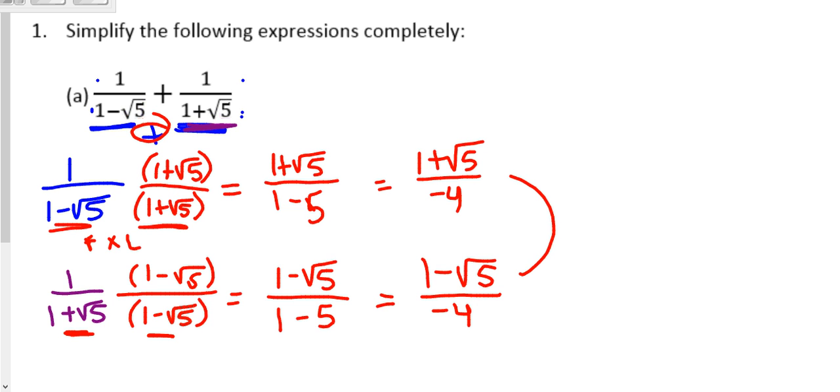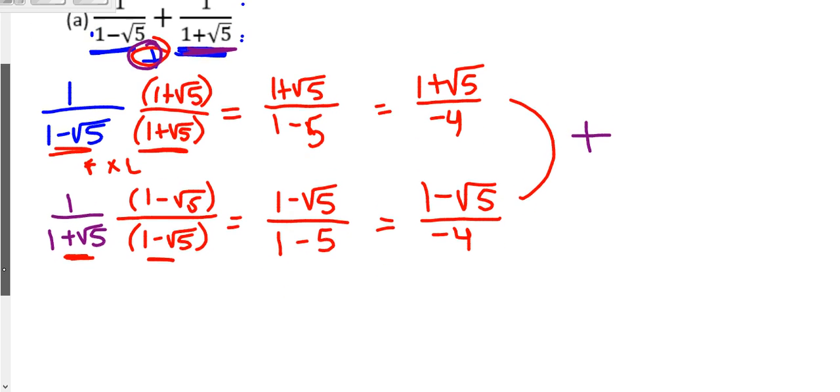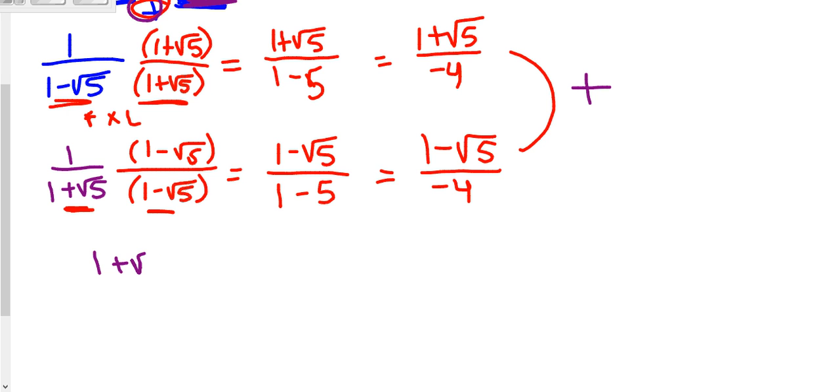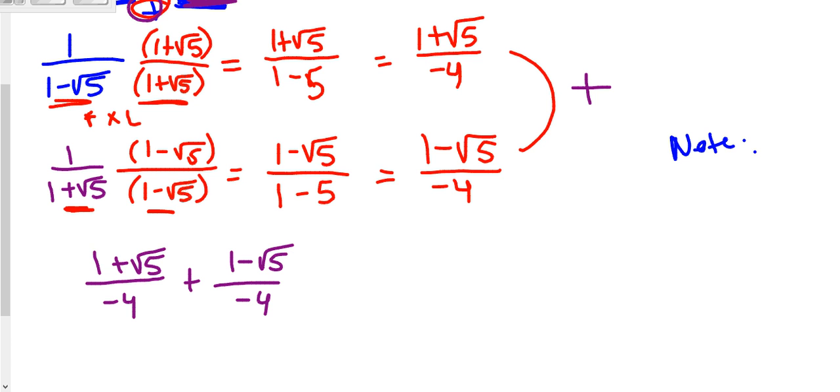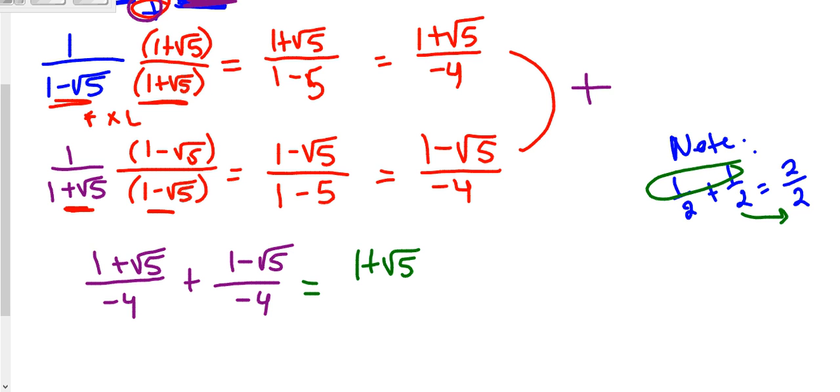Now these two problems are very similar, but they are different, and we do need to make sure that we add them. So to finish out this problem, we'd have 1 plus the square root of 5 over negative 4 plus 1 minus the square root of 5 over negative 4. Now be careful when you're adding fractions here. Note that if we add 1/2 plus 1/2, we would have 2 halves. Notice that we added the top, but the bottom stayed the same. Same thing will happen over here. We will add the top, 1 plus the square root of 5 plus 1 minus the square root of 5, over the bottom, which stays the same. That will be a negative 4.